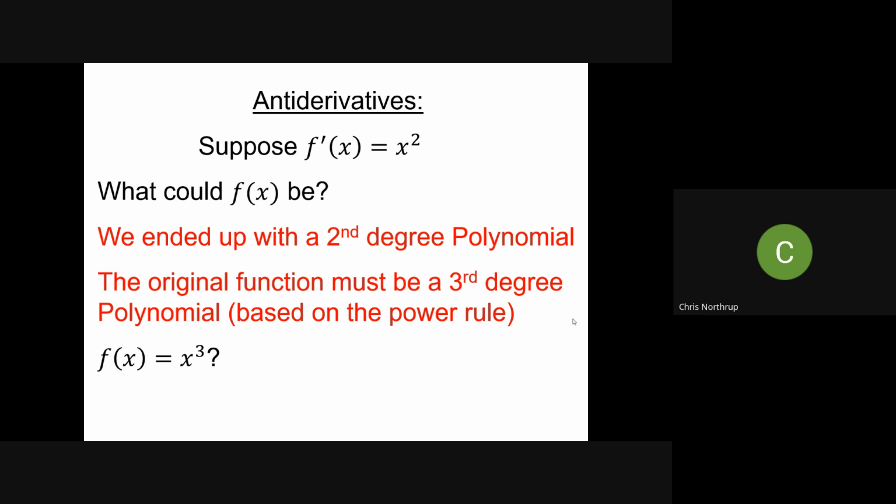Now, if I want to make sure that this is the correct answer, I can take the derivative. For any antiderivative, you can always take the derivative, and that'll be the best way to check your answer. As long as you get the thing you started with, then that is the correct antiderivative. So let's take the derivative of x cubed. Well, I get 3x squared, but I'm supposed to have 1x squared.